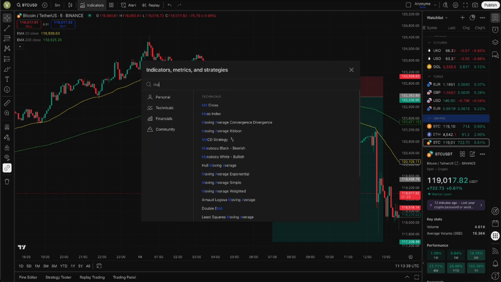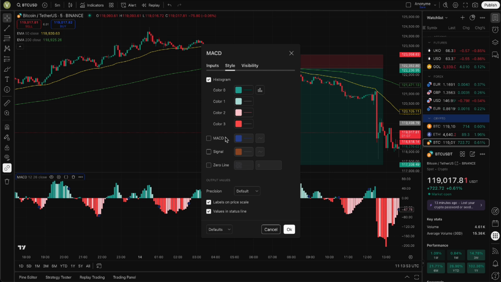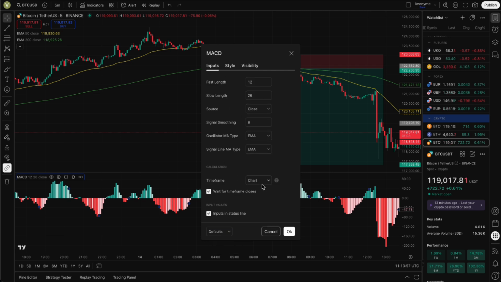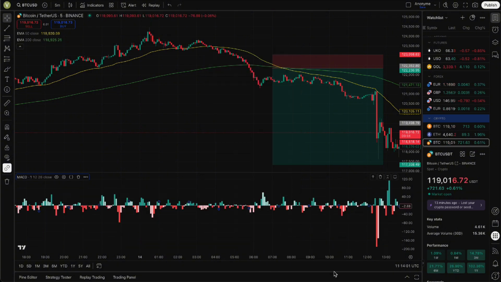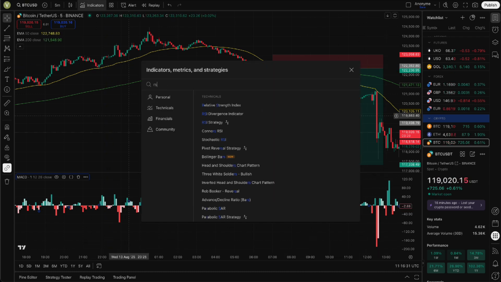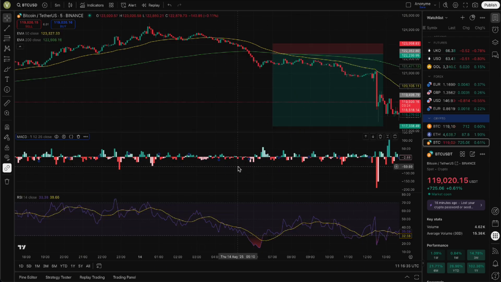Next, add the MACD indicator. For this strategy, we won't need the signal line. Go into the MACD settings and untick both the MACD line and the signal line, leaving only the histogram visible. Change the MACD timeframe to 1 minute, even though we'll be trading on the 5-minute chart. This gives you a more sensitive signal to capture small moves. Finally, add the RSI indicator using the default settings. The RSI will help you confirm momentum and avoid taking trades when the market is too overextended.